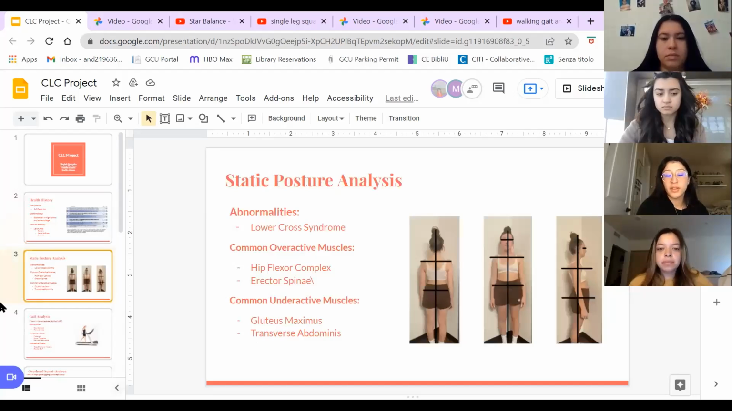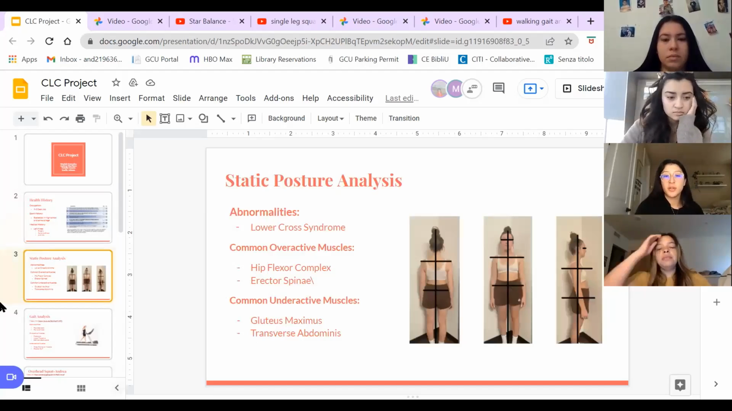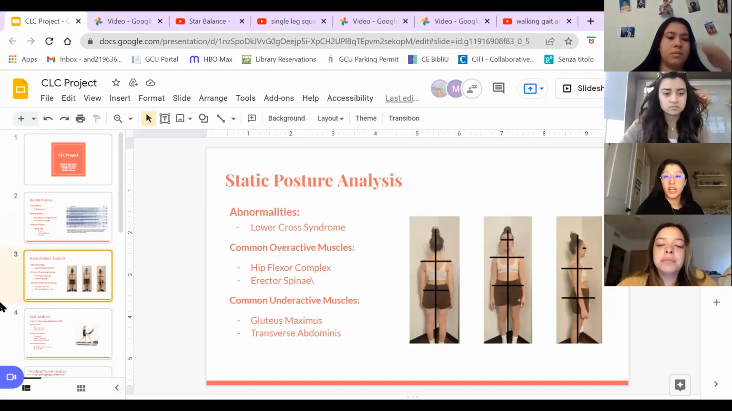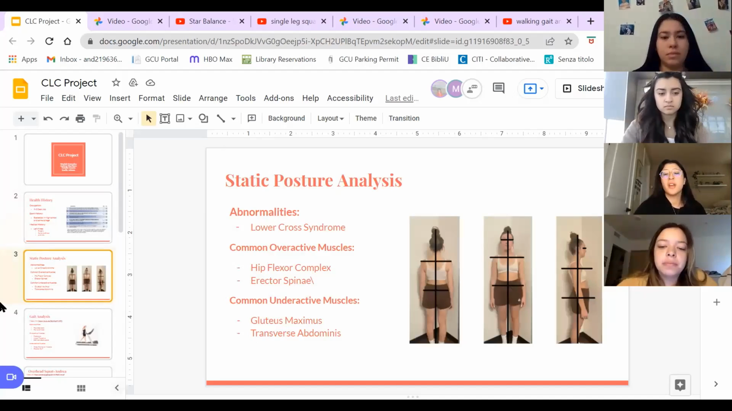So our first analysis is going to be the static posture analysis. Here we can see that she has lower cross syndrome. In the third picture, you can see that she's at an angle and her hips are rotated forward. Some common overactive muscles are the hip flexor complex and the erector spinae, and underactive muscles would be the gluteus maximus and the transverse abdominis.